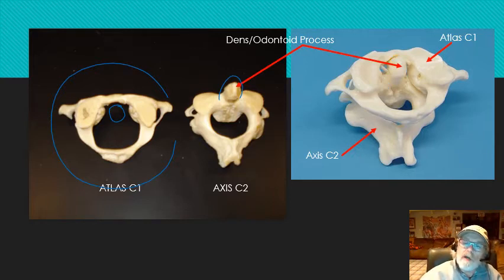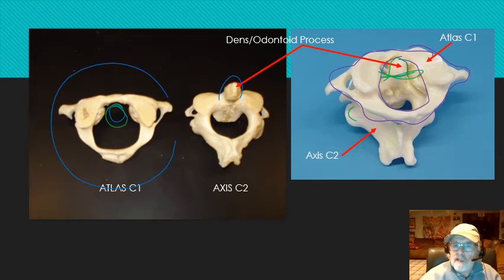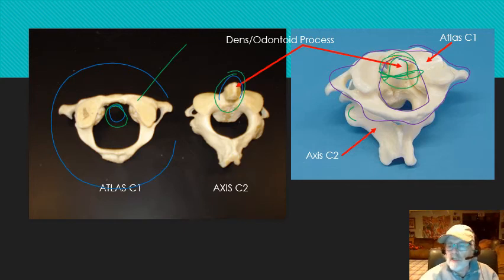Here's C1, the atlas sitting around here, and here's the vertebral foramen. And here's C2, which sits underneath it, but it has that little peg that comes up through that little dent in the front of C1, and it's held in there by ligaments that hold the odontoid process, or dens, in the right spot. That's important. I get my sagittal plane motion between C1 and the base of the skull. I get my rotational motion between C2 and C1 because that dens is like a pivot.